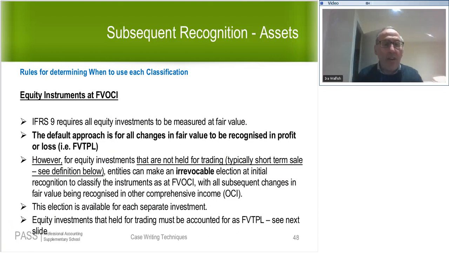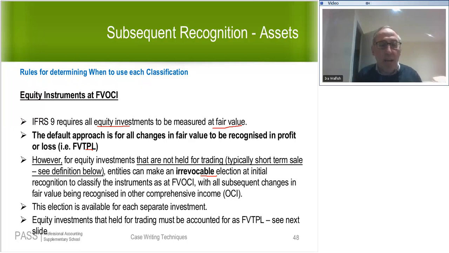However, for equity instruments that are not held for trading, and I'll explain what that means in just a moment, an entity can make an irrevocable election. That means they can't change their mind later. At the initial time they recognize and classify the instrument, they can make an irrevocable election to classify the instrument as FVOCI, and then all changes in fair value, other than those relating to impairment loss, as we said earlier, will go through OCI rather than the P&L. And again, you have to make this election when you initially recognize the asset. And again, you can make the election for each individual investment. It's not like an all or nothing proposition.